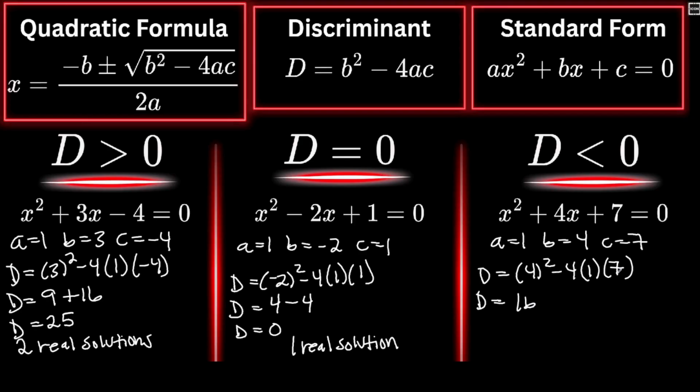1 times 7 is 7. 7 times negative 4 is negative 28. The discriminant would be equal to negative 12. Since the discriminant is less than 0, that means we have no real solutions. However, we have two imaginary solutions.